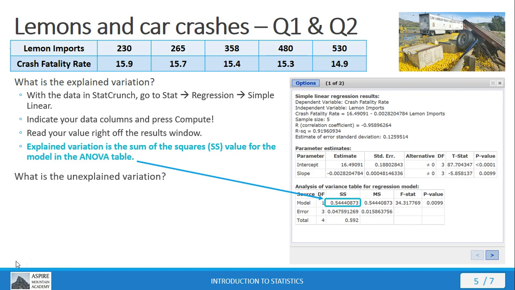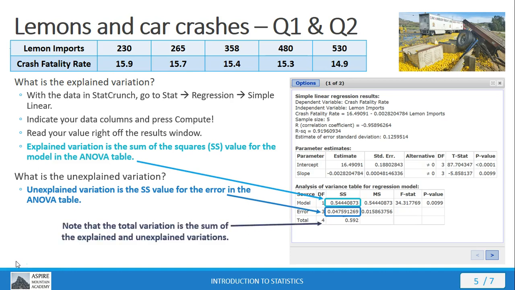The unexplained variation is also on the ANOVA table. It's this number right below the explained variation. Then, of course, the total variation is what you get when you add the explained and the unexplained variation together. Notice the 0.544 and 0.047 add up together to give you the 0.592.